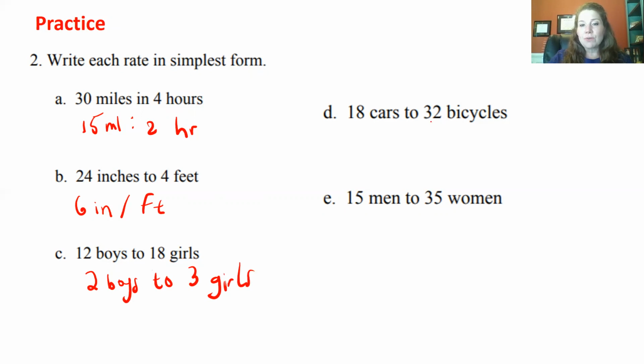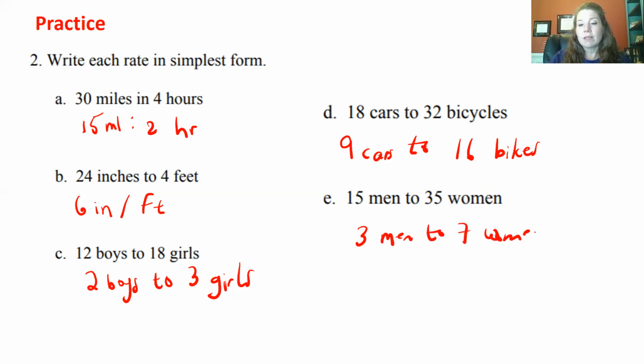18 and 32 are both divisible by 2, I guess? Yep, 18 divided by 2 is 9 cars to, half of 32 is 16. 2 cars to 16 bicycles. And then 15 men to 35 women. Those are both divisible by 5. So 3 men to 7 women.